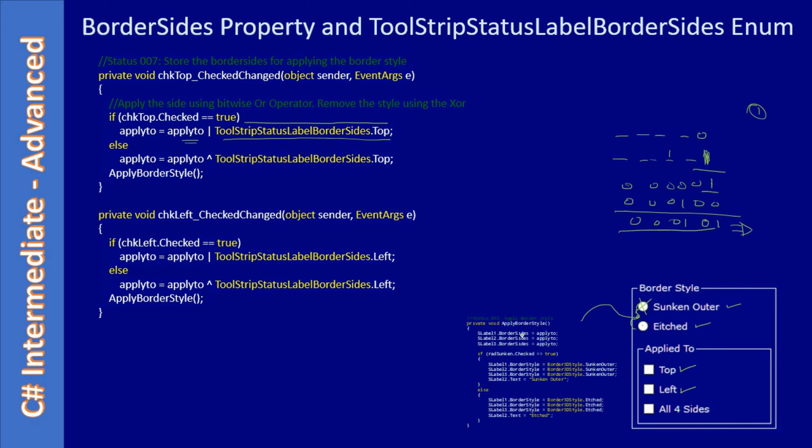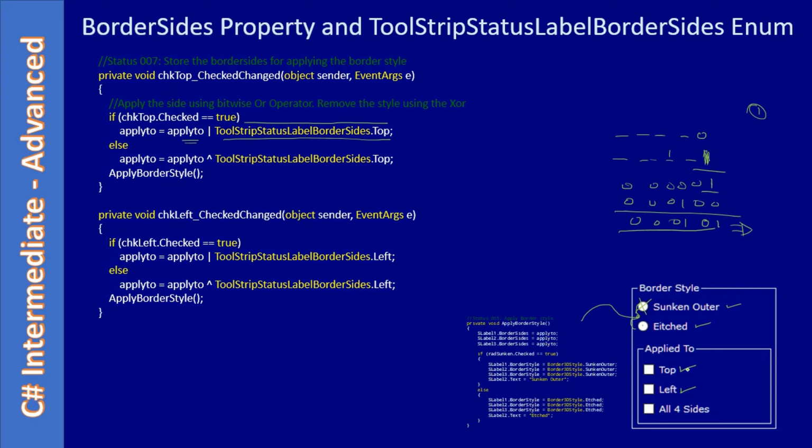Now the border sides property knows that it needs to apply the picked style, whatever is picked here, whether it is edged or sunken outer. For example, let us say the user selected edged. So it needs to apply this edged to the sides defined by apply to, and since the bits are set here, it needs to apply that edged style to top, then left.